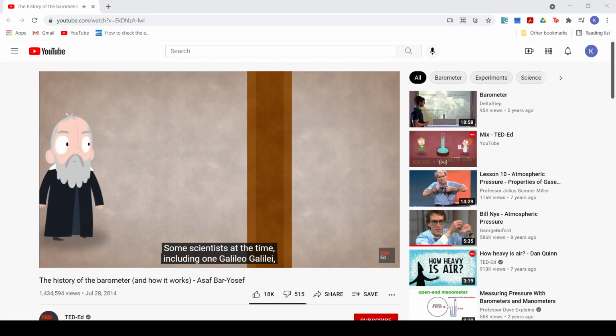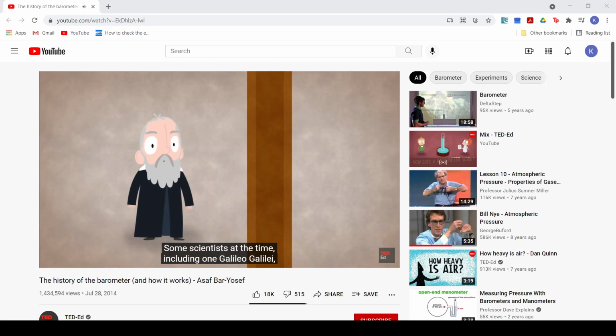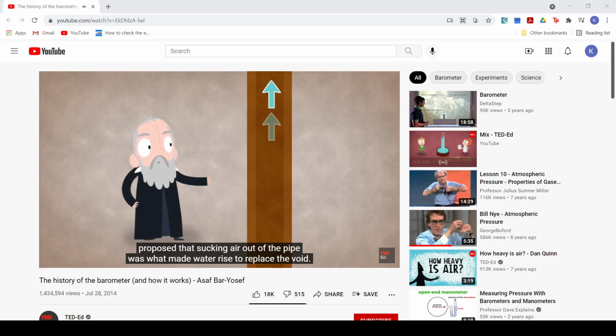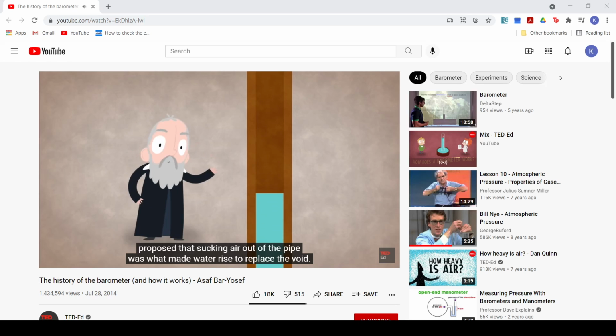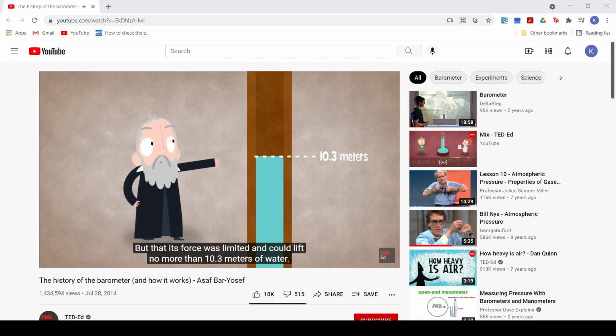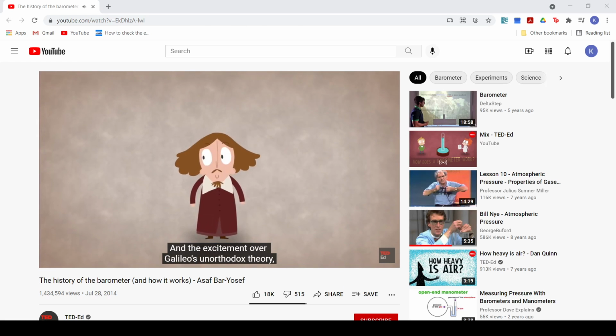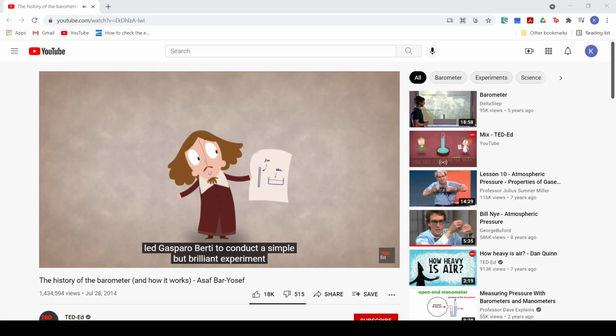Some scientists of the time, including one Galileo Galilei, proposed that sucking air out of the pipe was what made water rise to replace the void, but that its force was limited and could lift no more than 10.3 meters of water. However, the idea of a vacuum existing at all was still considered controversial, and the excitement over Galileo's unorthodox theory led Gasparo Berti to conduct a simple but brilliant experiment to demonstrate that it was possible.